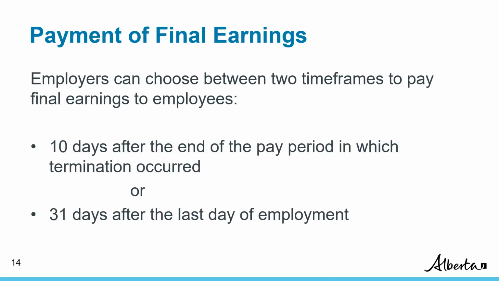Employers may choose between two time frames in which final earnings are to be forwarded to employees. Therefore, employees must receive their final pay within 10 consecutive days after the end of the pay period in which termination occurred, or 31 consecutive days after the last day of employment.